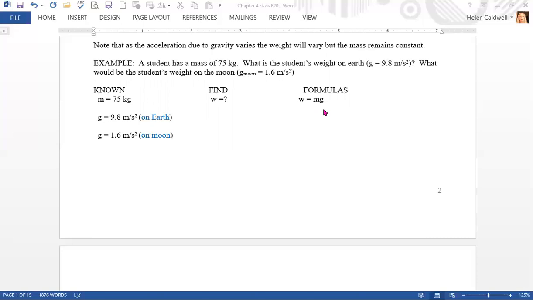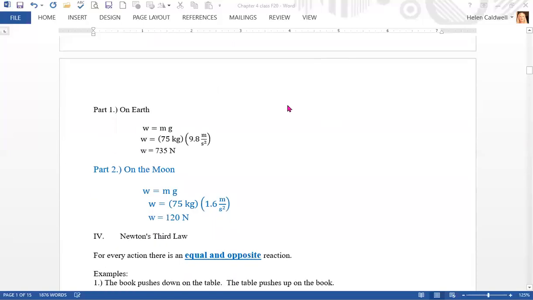So we'll do it on the Earth. Part one, on the Earth, we write down our formula, W equals mg. We plug in. W equals, well, m was 75 kilograms, g was 9.8 meters per second squared. You multiply those two, you get 735 newtons.